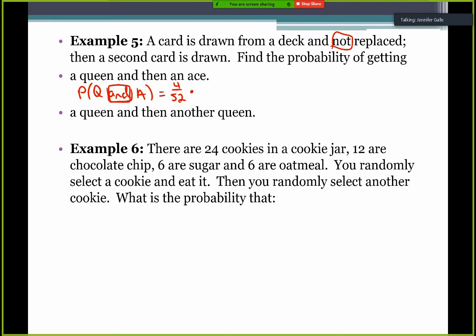Now I don't replace the card. So how does that affect my probability of getting an ace? It's out of 51. I still have 4 aces. That's not going to change. But my total number of cards is down to 51. That's a different probability than 4 out of 52 that we saw with the independent events. So that little 3-letter word not made something that looks just like our example 2 a totally different situation. So if we do a little bit of computation there, again, make sure, guys, we're practicing with our calculators.